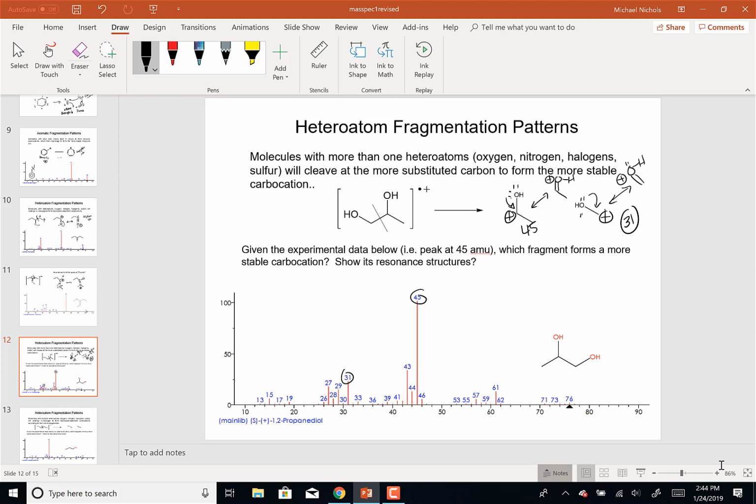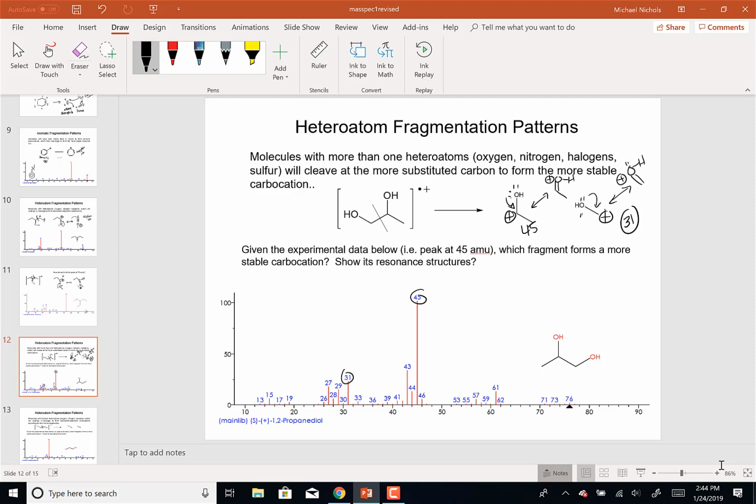I hope it's not going to violate any of the rules we learned last semester, or we're going to be in big trouble. So if you want to say, well, how do people know that? Mass spectrum is a great way of showing the stability of the different carbocations, because it's got a fragment that forms a more stable carbocation.